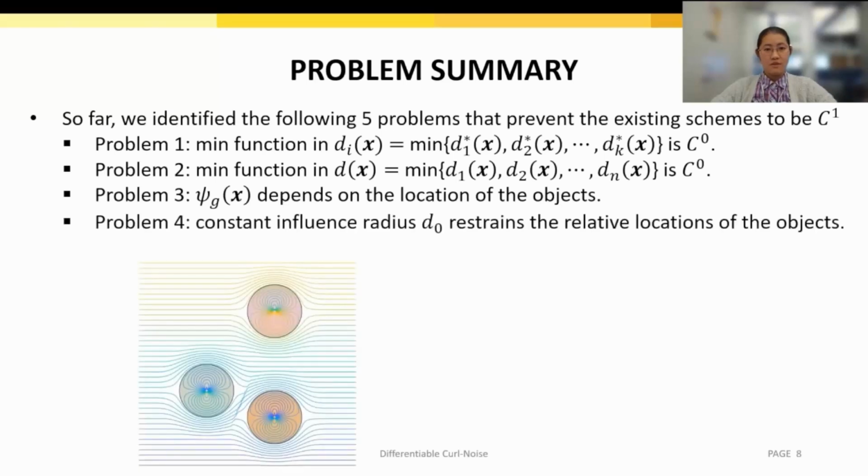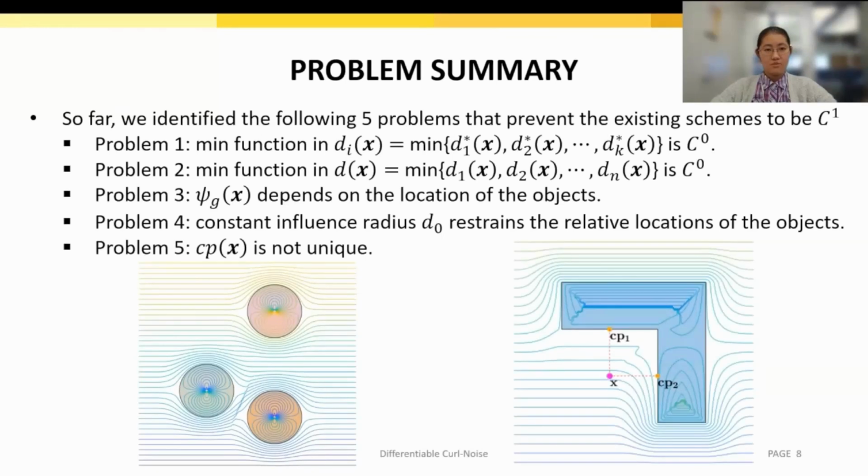For the first problem, we found that the constant influence radius d0 restrains the relative locations of the objects. As shown in the isocontour plot below, a clear discontinuity occurs between the 2 circles that are very close to each other below. Yet, we found no issue between the pink circle above and the 2 circles below, since the pink circle is located far away from the rest. Finally, we note that the closest point projection function is not unique for non-convex objects. And if you look at the medial axis of this object, you'll see a clear discontinuity along this axis.